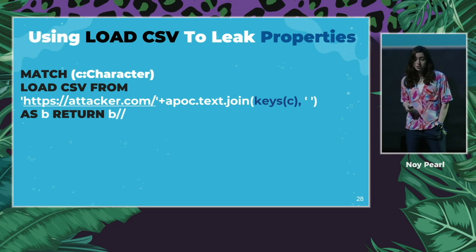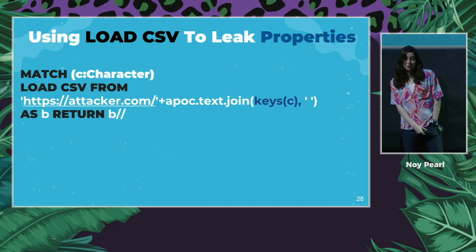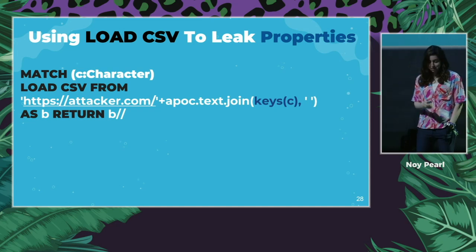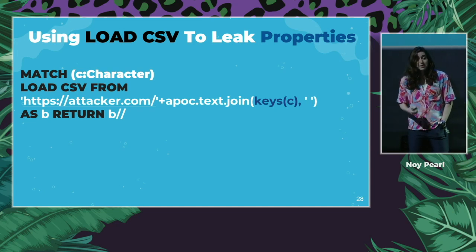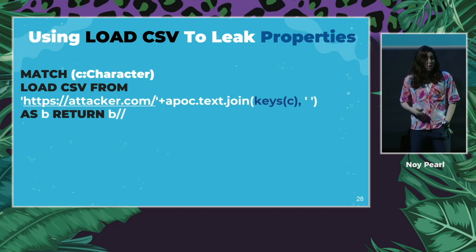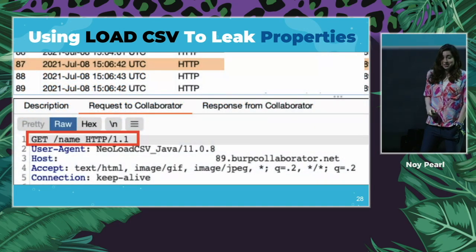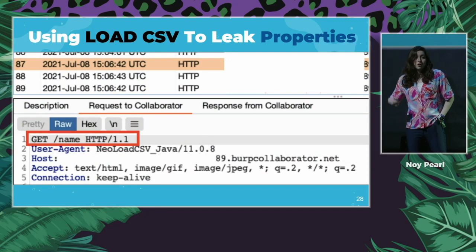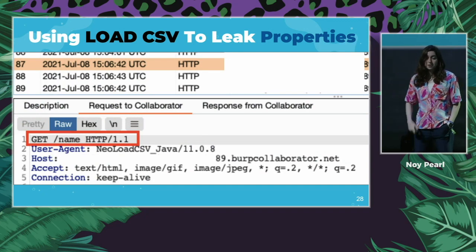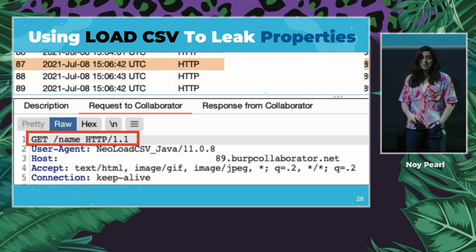And epoch text join is just to transform the list to a string, so we can append it at the end of the URL. And this is basically what we will return to get back all the properties. So we'll be able to leak also the name properties outside. And for each one of the properties in the database, we will get another GET request. And again, it was from load CSV in Neo4j.